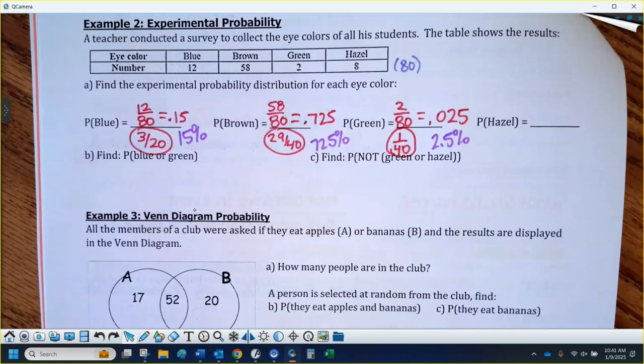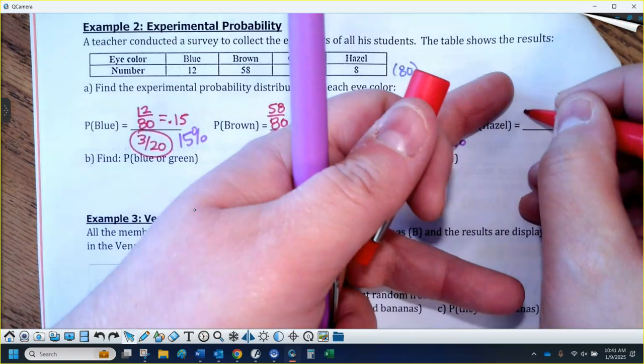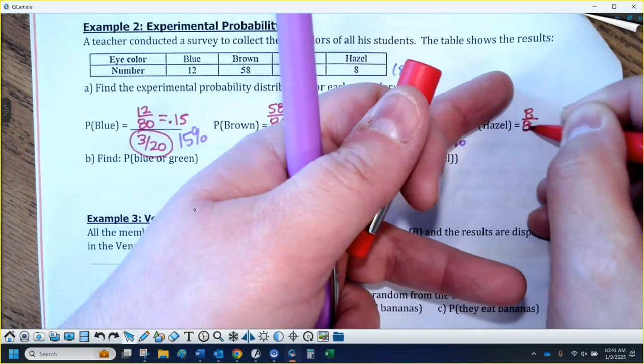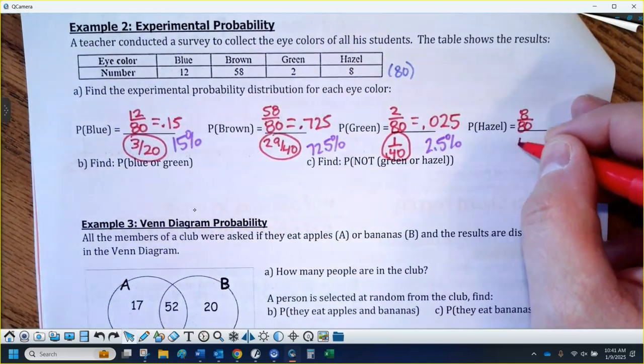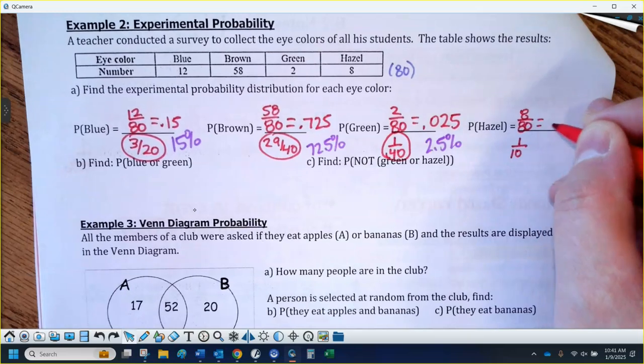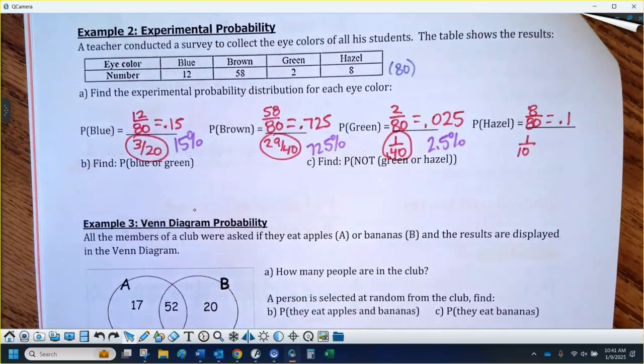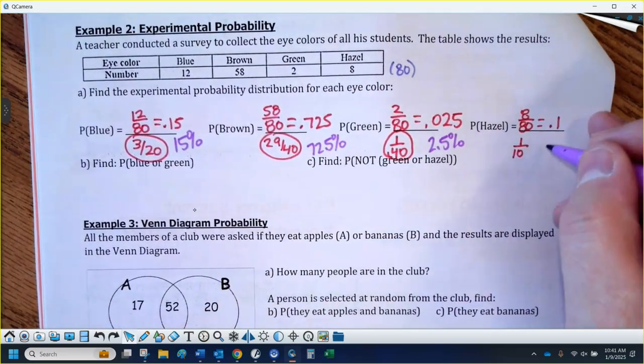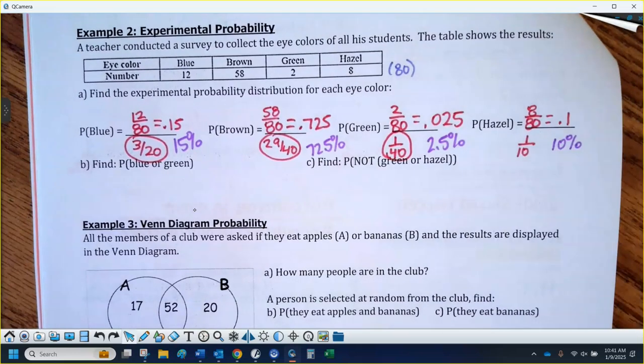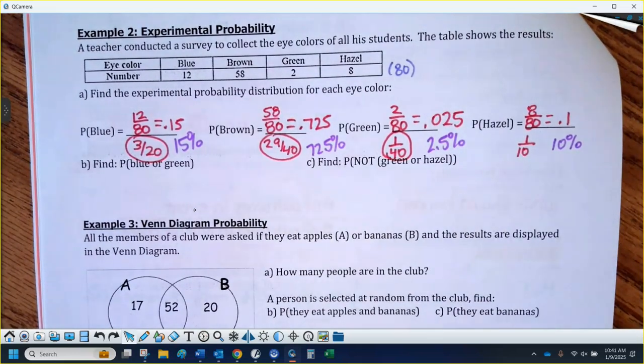And then I got one more with the hazel eyes. If you look at your chart, you got 8 out of the 80 people. That would reduce to 1/10, which would be 0.1 or 10%. You do not need to write all these options for these answers. I'm just trying to cover all the bases in case the question asks you in a specific way. If it doesn't ask you in a specific way, it's your choice.